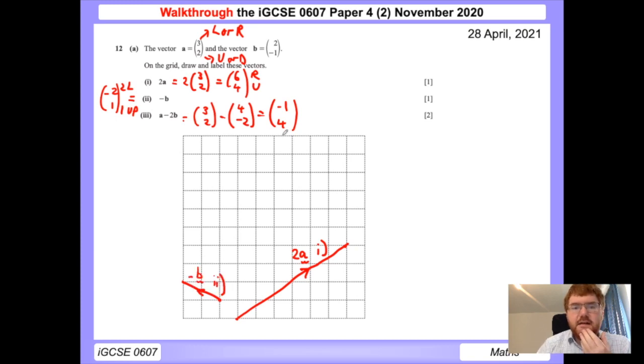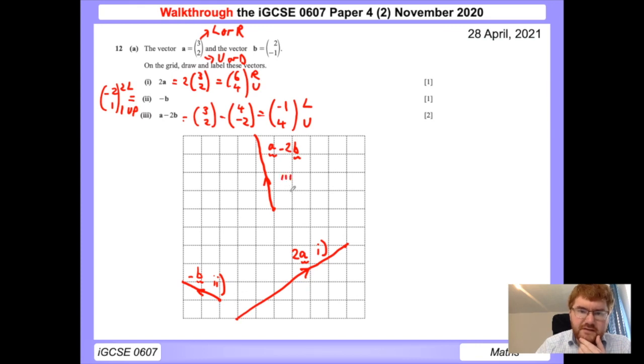And then the last one here is minus 1, 4. So let's start here, for example. Give yourself lots of room. This is going to mean 1 to the left and 4 up. So we go 1 to the left, and then 1, 2, 3, 4. So we're going to go all the way up here. Draw the arrow in. Write down that this is a minus 2b.